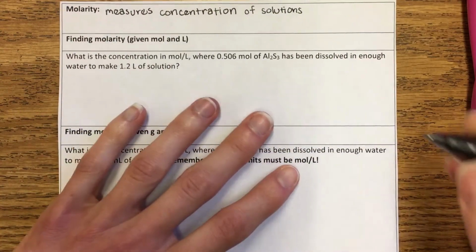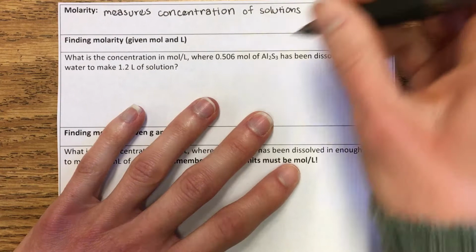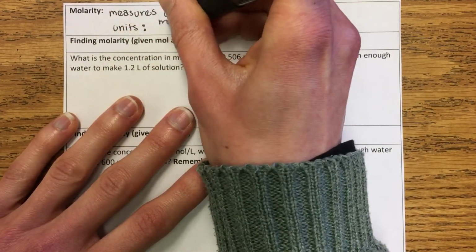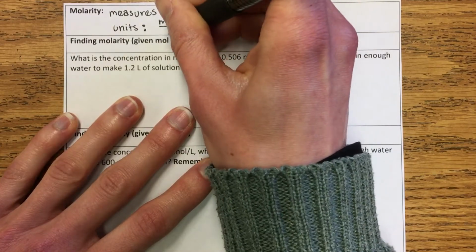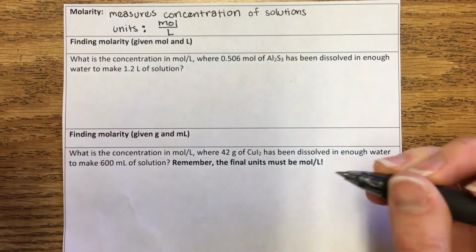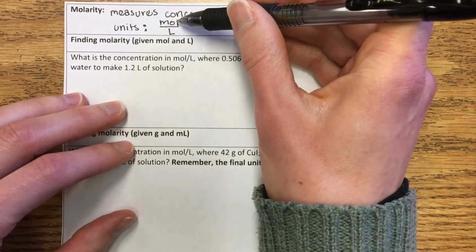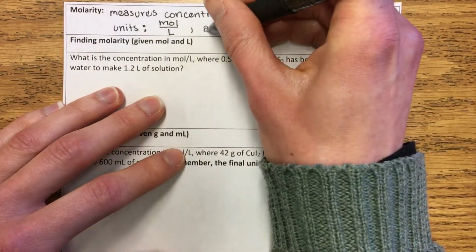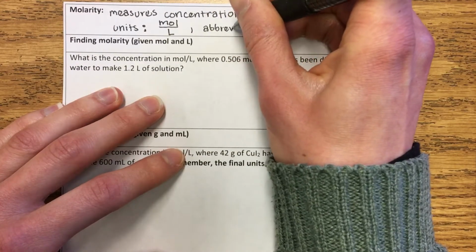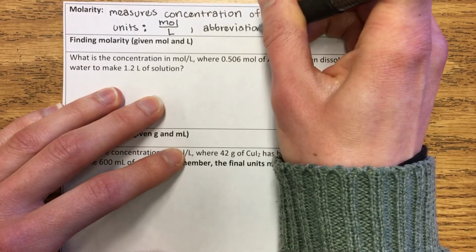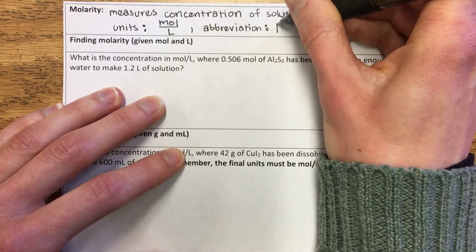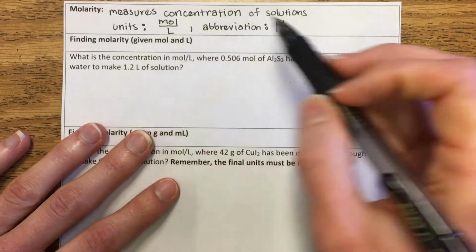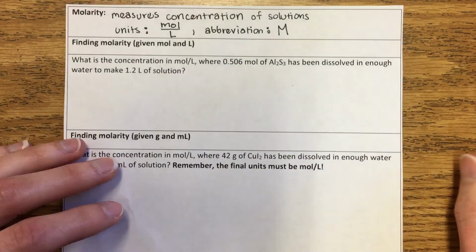And the units of molarity are moles per liter. So like moles over liters. So whenever we are solving for molarity, you're going to end up needing to divide moles by liters. There is an abbreviation for molarity. A lot of people will abbreviate it as capital M. So people will write molarity as moles per liter or capital M. They both mean the same thing.